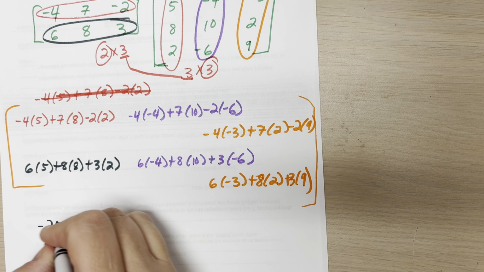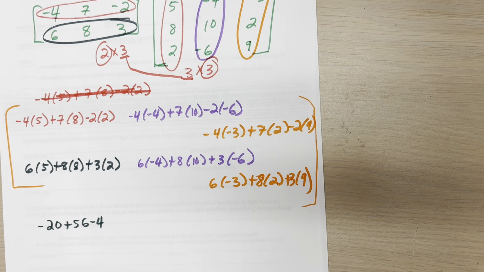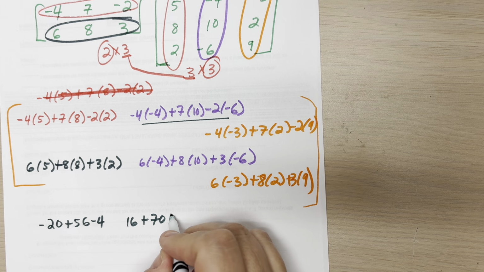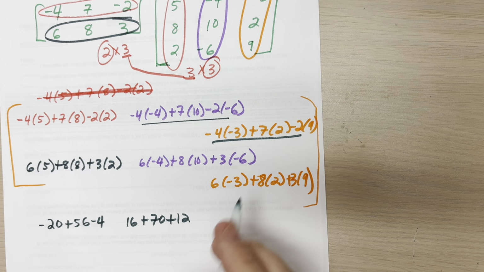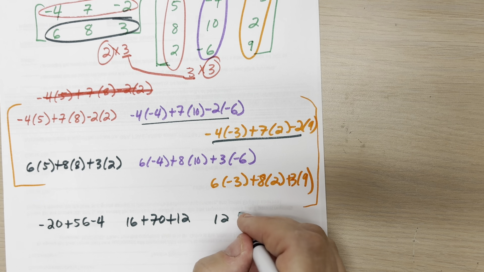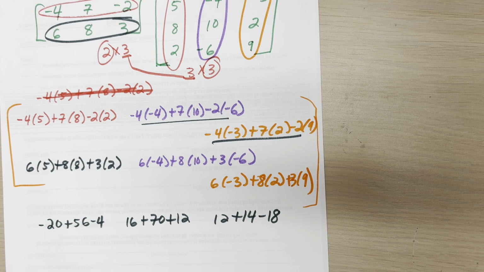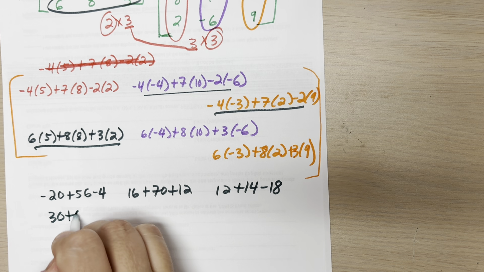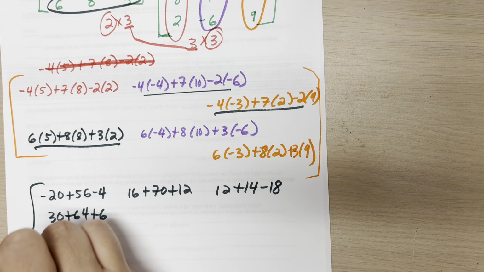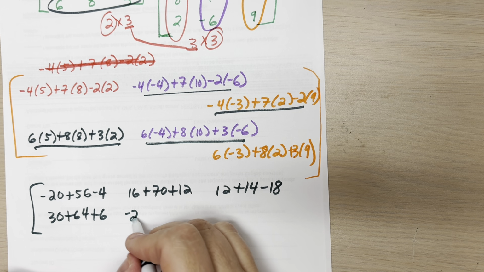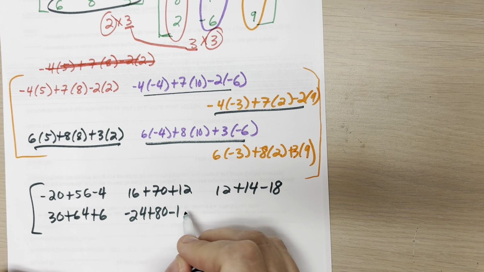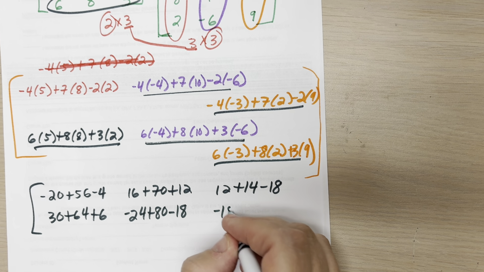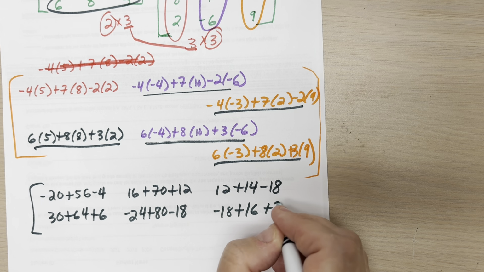So, negative 20 plus 56 minus 4. Next, I'm looking here, 16 plus 70 plus 12. And then I'm looking over here, 12 plus 14 minus 18. Okay. Down here, 30 plus 64 plus 6. Here, negative 24 plus 80 minus 18. And here, negative 18 plus 16 plus 27.